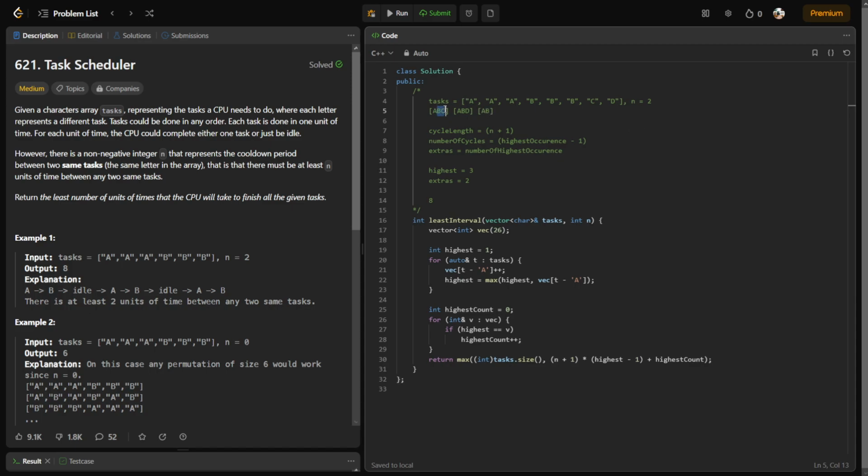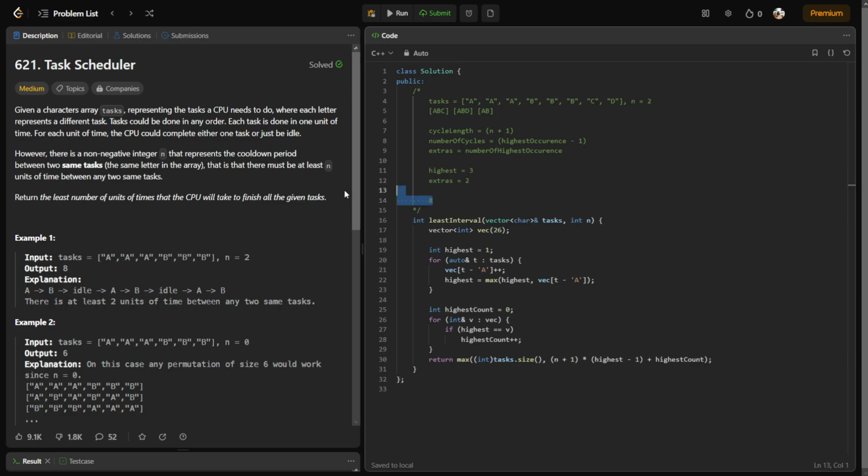Okay, so in between two same characters, we have the cooldown period, right? So A, cooldown, cooldown, A, cooldown, cooldown, okay, etc., etc. So if you see here, 1, 2, 3, 4, 5, 6, 7, 8, right? That's 8 units of time needed to execute this task, basically.